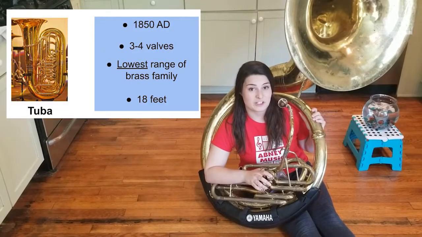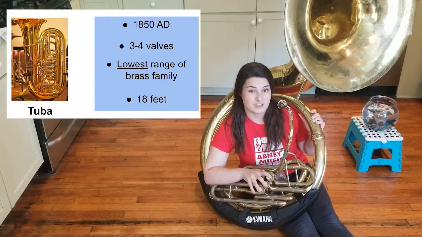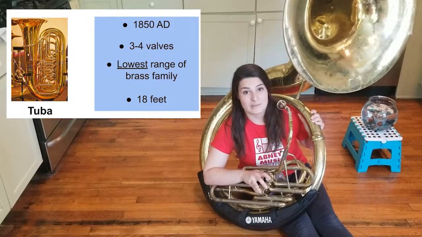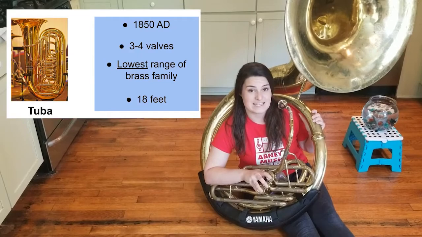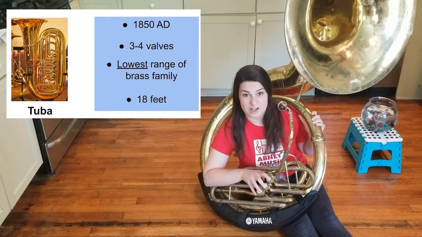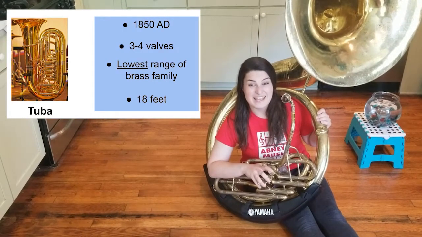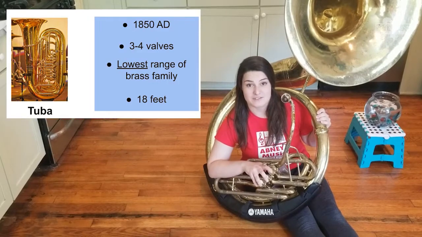The last instrument we're going to learn about today is the biggest, lowest, and newest, the tuba. The tuba was created about 170 years ago in the 1850s. A tuba can have three or four valves to change pitches with. Because the tuba is so big, it has the lowest range in the brass family.